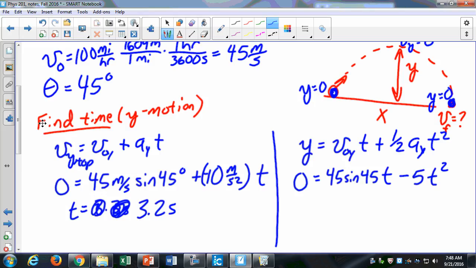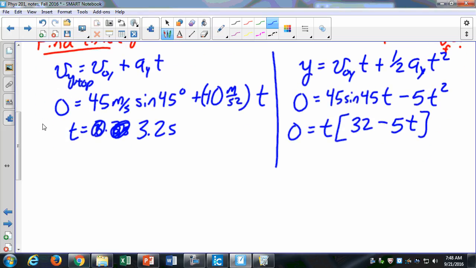Okay, you factor out a t. You say 0 equals t times (45 sine of 45, which is 32, minus 5t). So notice this equation has two solutions. One of the solutions is what? It's 0. So one of the solutions is t equals 0.